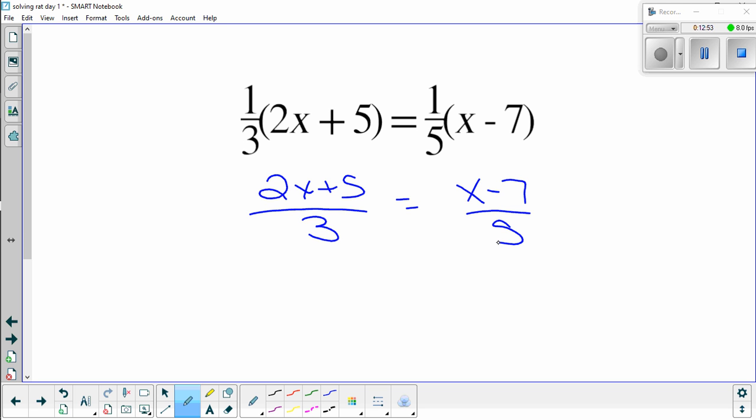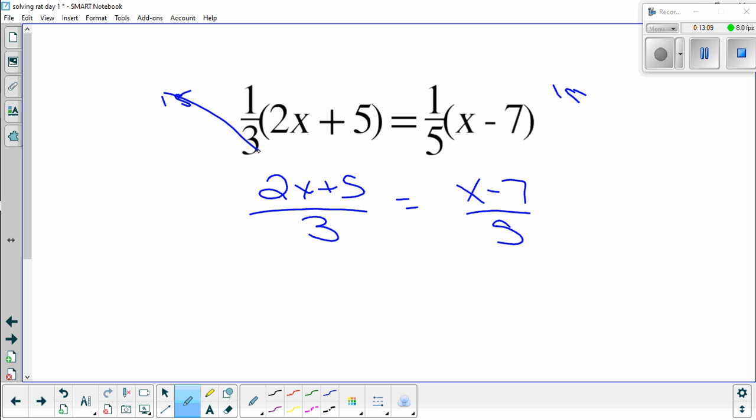If there is a fraction in front, just go ahead and put it over if you like it better that way. Or you could do it like this. I give this guy 15 and this guy 15, and they cancel. So it works the same way. Just don't let the fractions in the front freak you out.